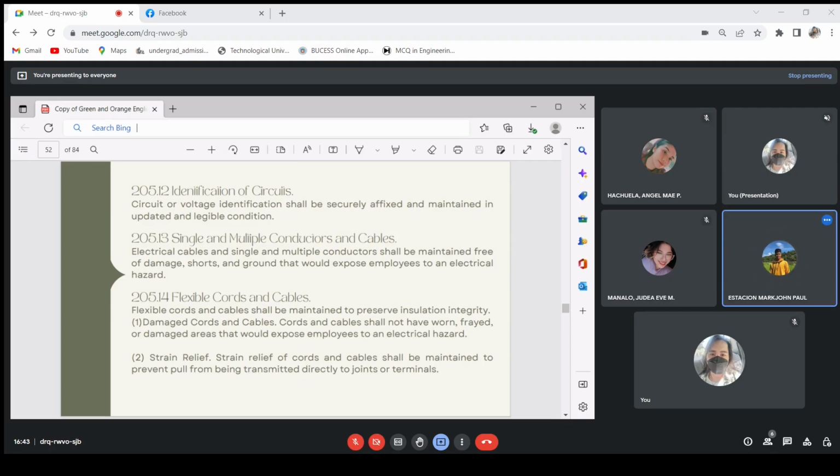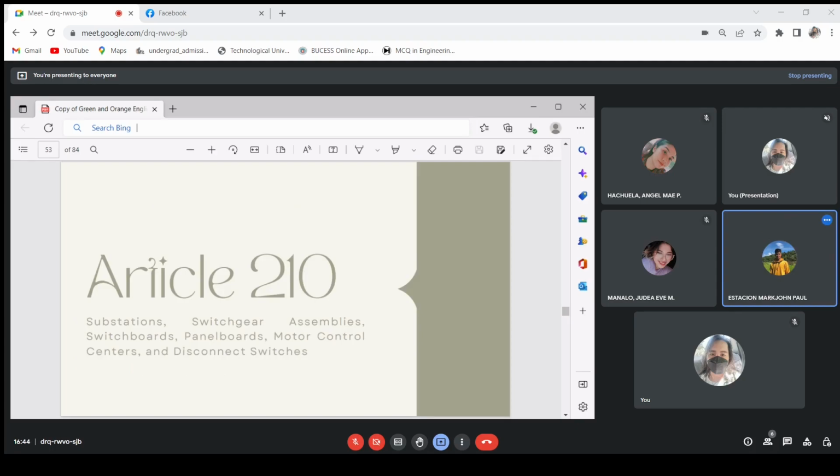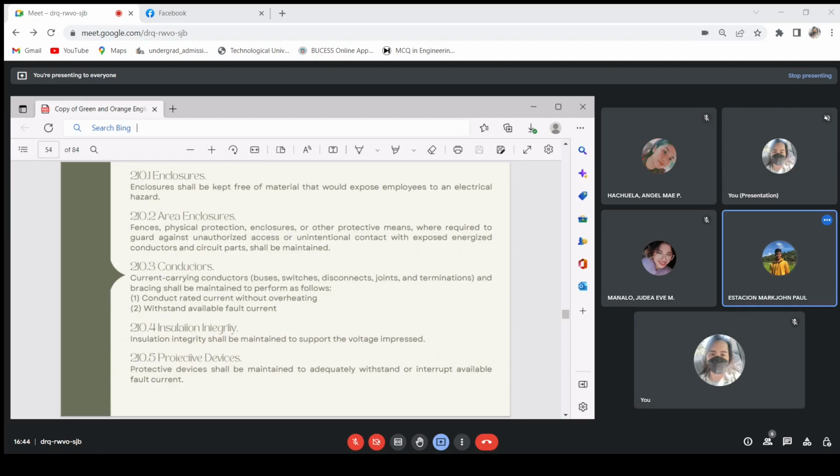Next slide. Article 210, substation, switchgear assemblies and switchboards, panelboards, motor control centers, and disconnect switches. Next slides.